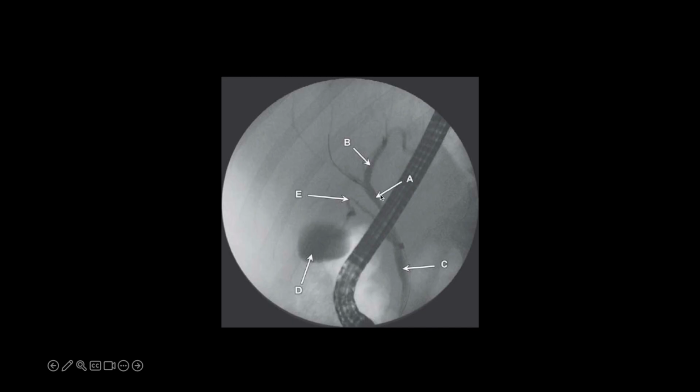So A is the common hepatic duct. It's yet to join with the cystic duct and is yet to be extrahepatic, and so it's the common hepatic duct. E would be the cystic duct. B would be the left hepatic duct. C would be the common bile duct, and then we mentioned that this is the gallbladder.